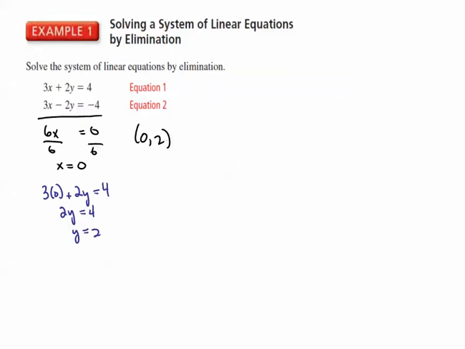Next, we're going to use the second equation to double check to make sure everything works out correctly. So 3 times 0 minus 2 times 2, and we want to know, does that equal negative 4? 0 minus 4 equals negative 4, and that's true, so we have checked to make sure that the solution to this system of equations is (0, 2).